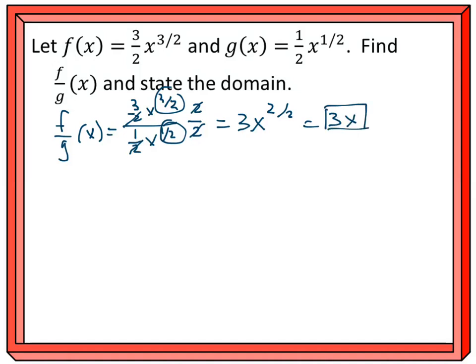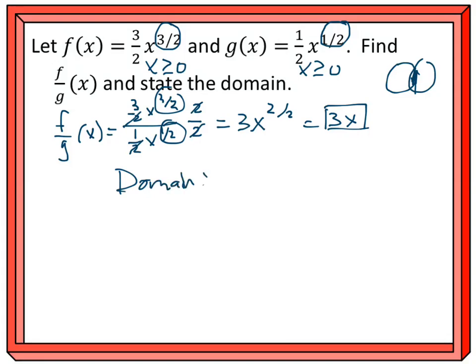Okay, now the domain. Remember with these kinds of function combinations, the domain is in the overlap. If you're going to draw a Venn diagram, it's this part where they overlap. So we need to find the domain of each of these functions. Since we're taking an even root, I know that it can't be negative. And that's it. x has to be greater than or equal to 0. So the domain on this one, since they're both the same, should be x is greater than or equal to 0.